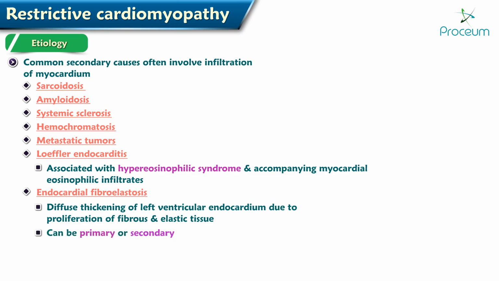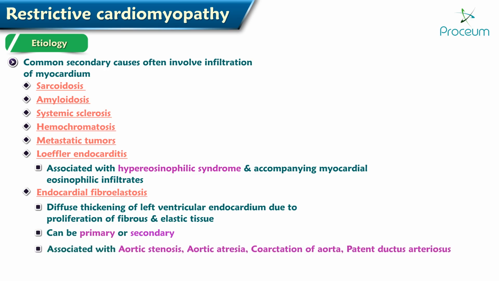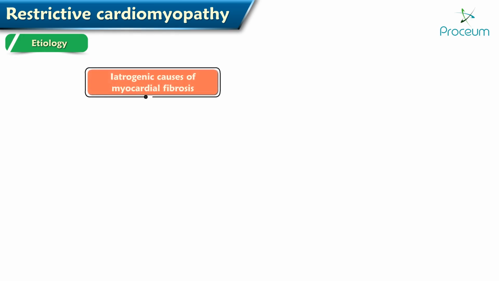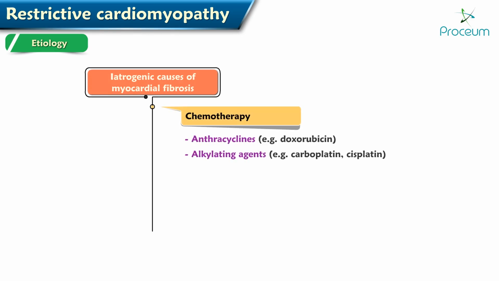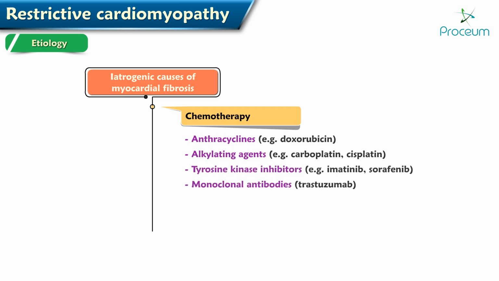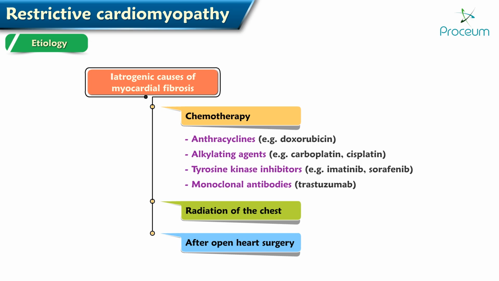It can be primary with an unknown etiology or secondary, which can be associated with various congenital heart conditions such as aortic stenosis, aortic atresia, coarctation of the aorta, patent ductus arteriosus, etc. Iatrogenic causes of myocardial fibrosis such as chemotherapeutic agents like anthracyclines, alkylating agents, tyrosine kinase inhibitors, monoclonal antibodies like trastuzumab, radiation of the chest, and post-open heart surgery can all cause myocardial fibrosis.